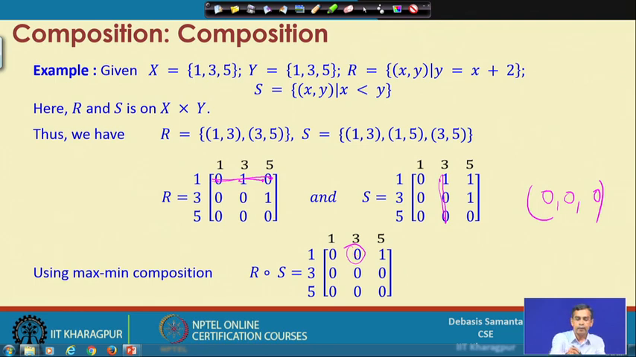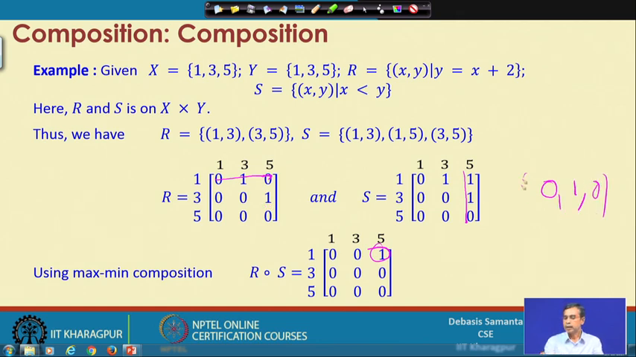Now, let us see how this element can be obtained. Again, we have to take this row and then this column. So, first 0 and 1 gives 0, then 1 and 1 gives 1, and 0 and 0 gives 0, and taking the maximum gives this one. Similarly, the last element can be obtained. This way we can obtain the max-min composition of the two relations R and S.